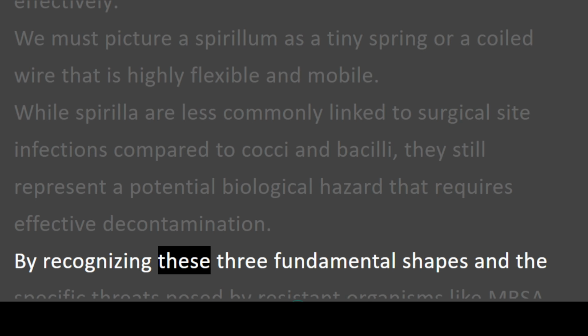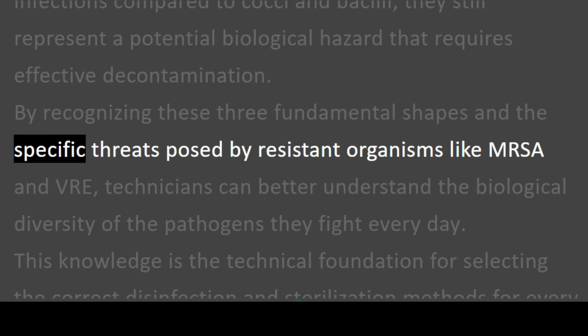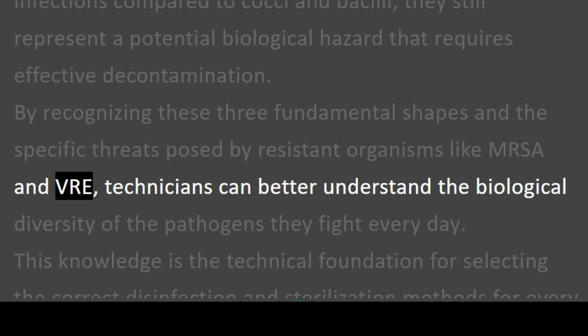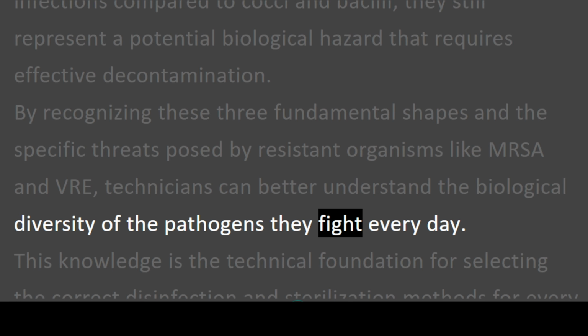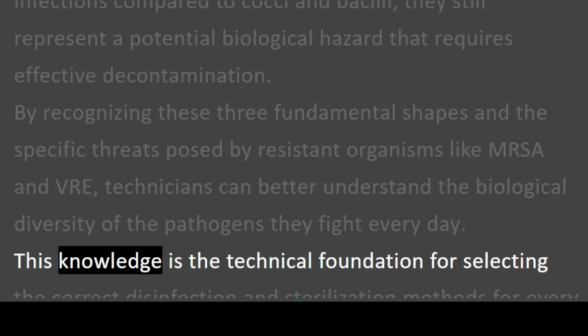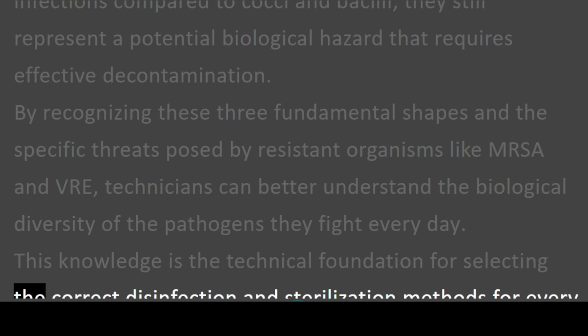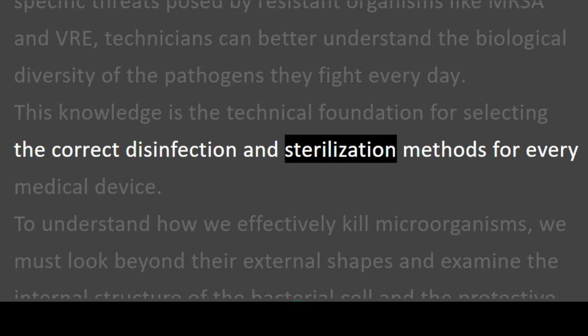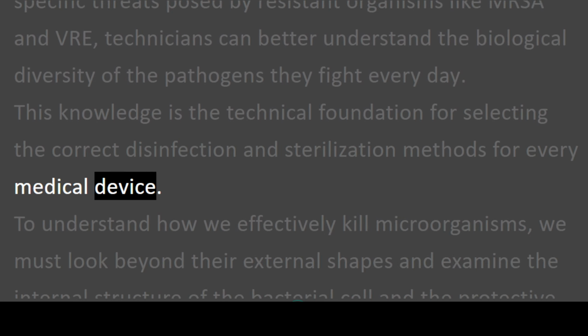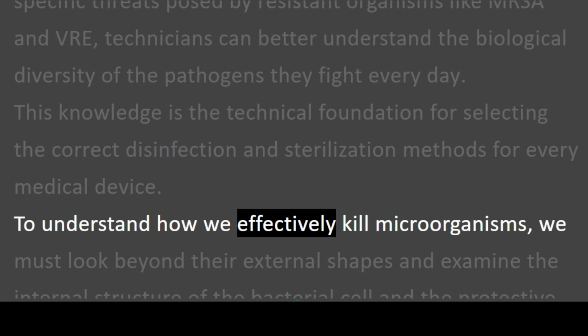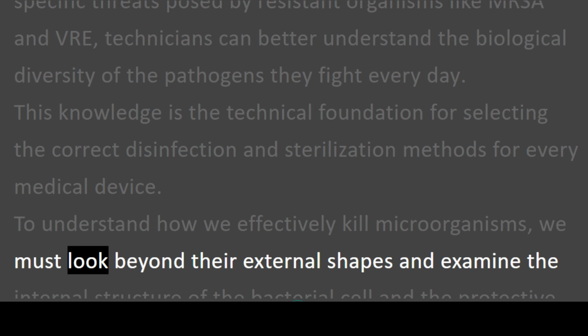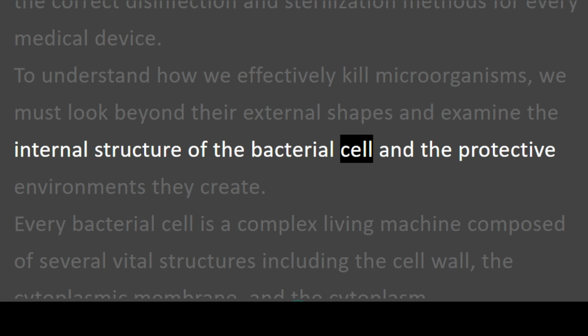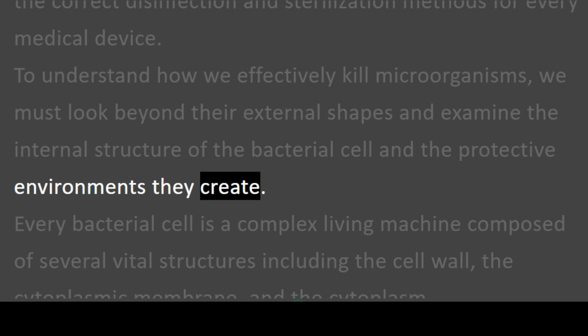By recognizing these three fundamental shapes and the specific threats posed by resistant organisms like MRSA and VRE, technicians can better understand the biological diversity of the pathogens they fight every day. This knowledge is the technical foundation for selecting the correct disinfection and sterilization methods for every medical device. To understand how we effectively kill microorganisms, we must look beyond their external shapes and examine the internal structure of the bacterial cell and the protective environments they create.